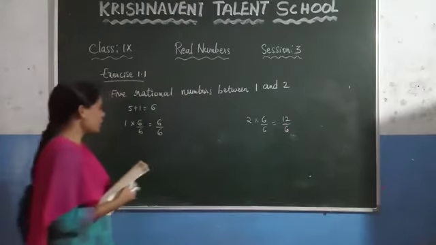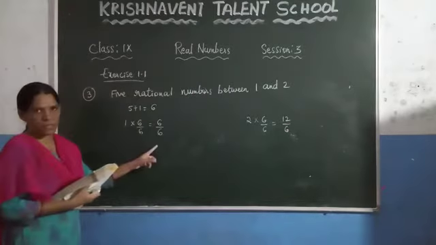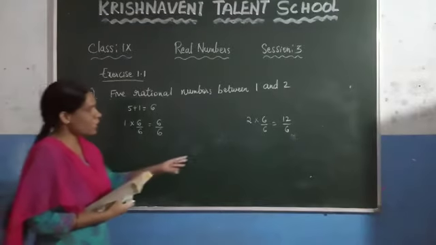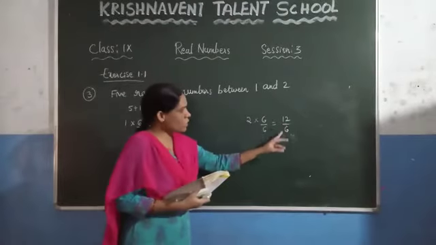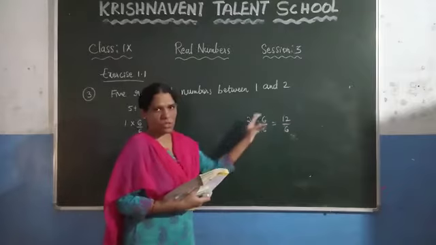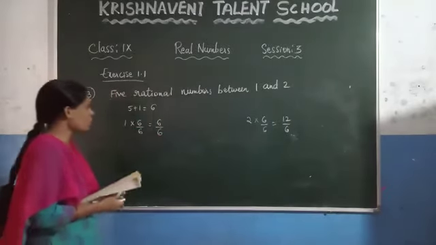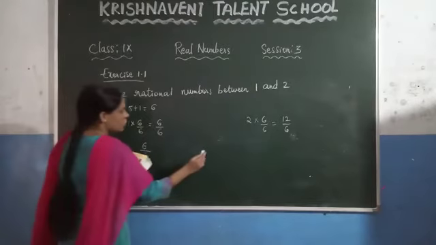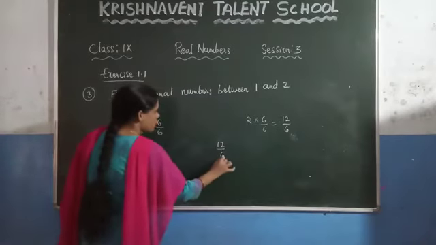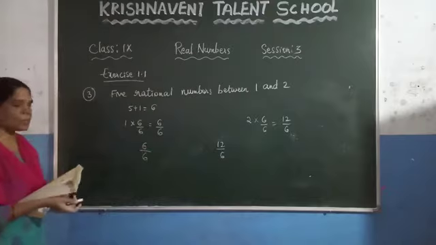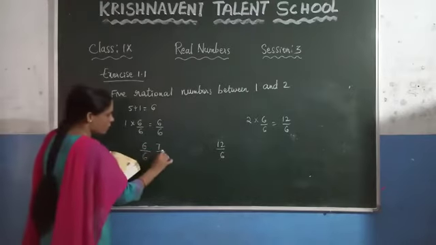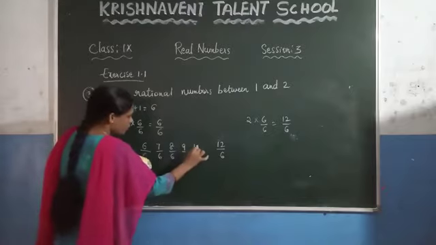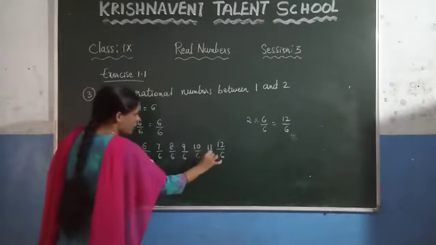So we have written 1 as 6 by 6. You know that 6 by 6 cancels, you will get 1. And we have written 2 as 12 by 6, since 6 twos are 12, it cancels to 2. Clearly, in between, how many numbers will be there? The next numbers are 7 by 6, 8 by 6, 9 by 6, 10 by 6, 11 by 6.